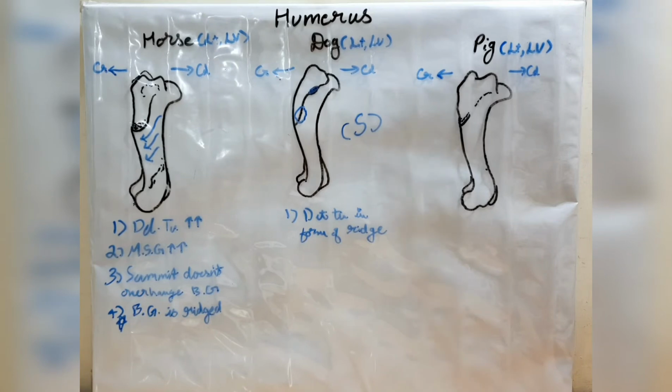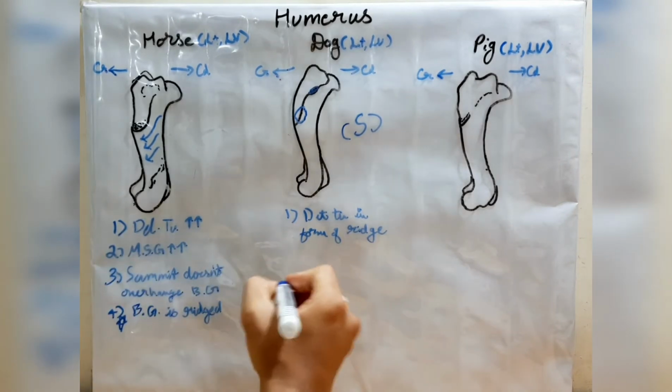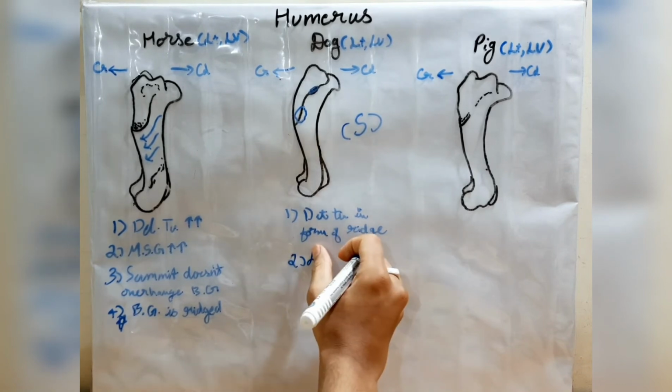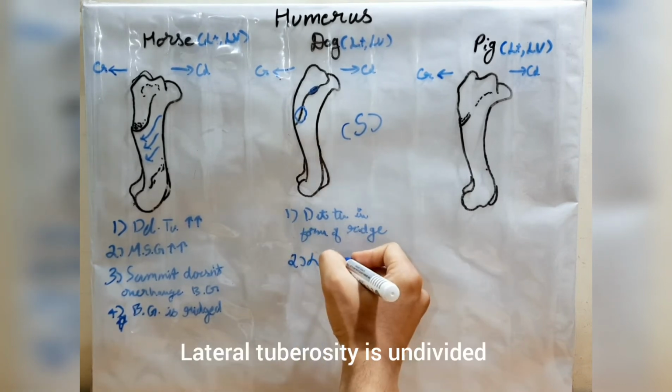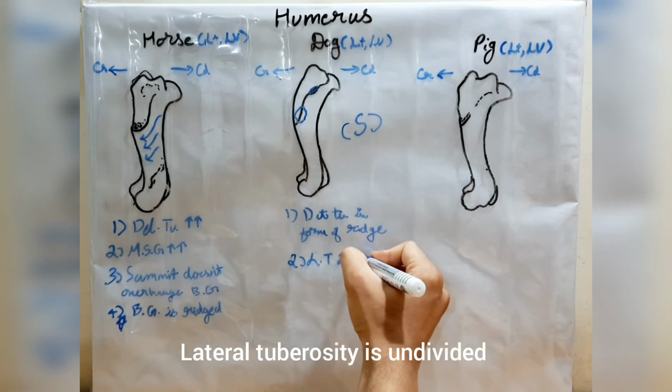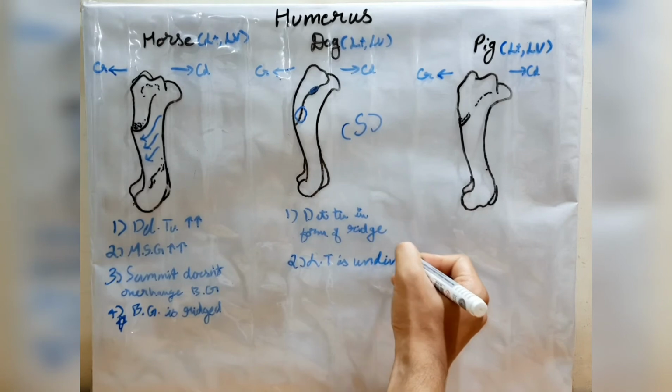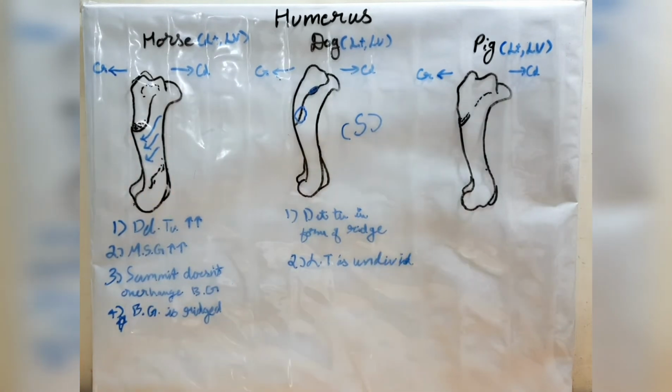It is also present in case of dog. Plus, the lateral tubercle is not divided. Lateral tuberosity is undivided. What do I mean by this? So in case of ox, horse and pig, what we are going to see is that the lateral tuberosity is divided into two parts.